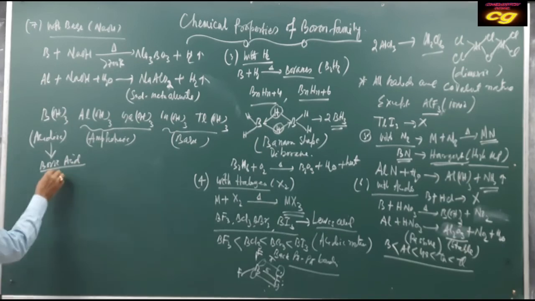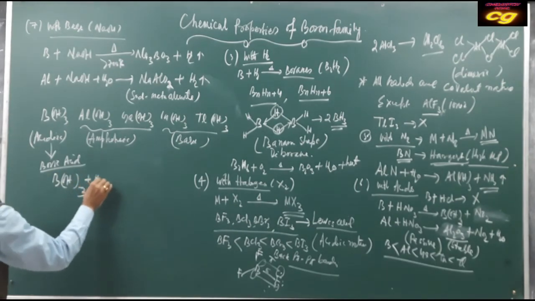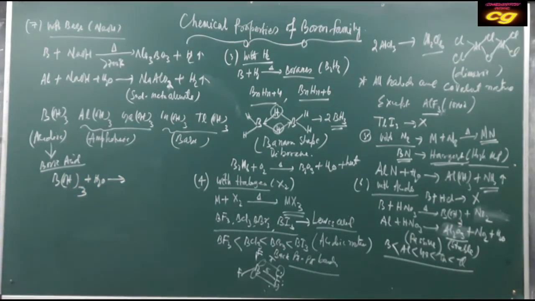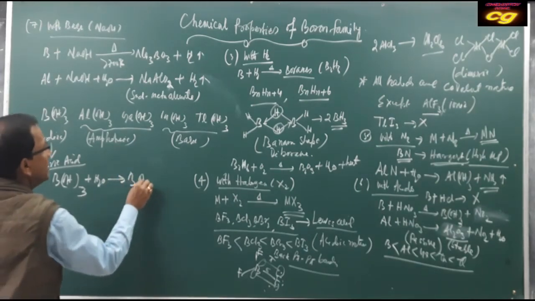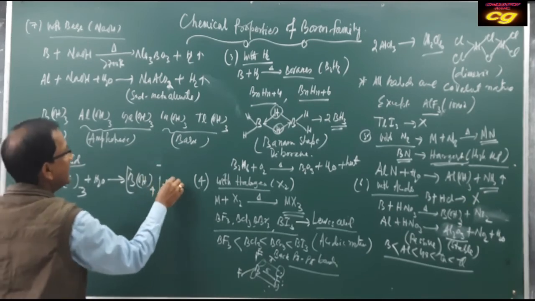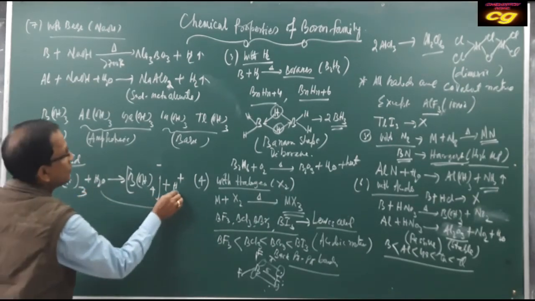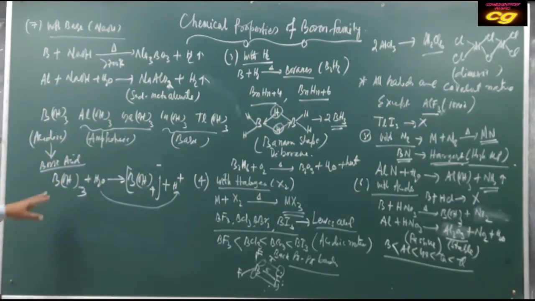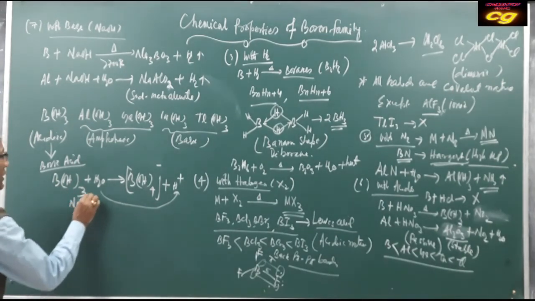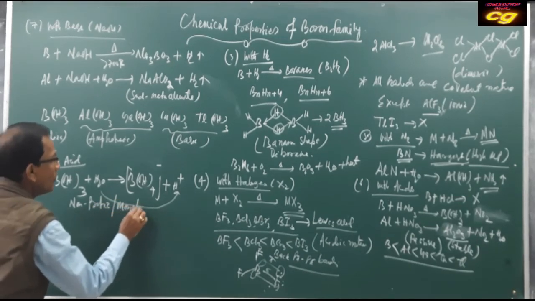When boric acid is dissolved in water, it forms the complex [B(OH)4] minus and H plus, and this H plus is produced from water. That's why B(OH)3 is no doubt acidic because it produces H plus, but it is a non-protic monobasic acid.